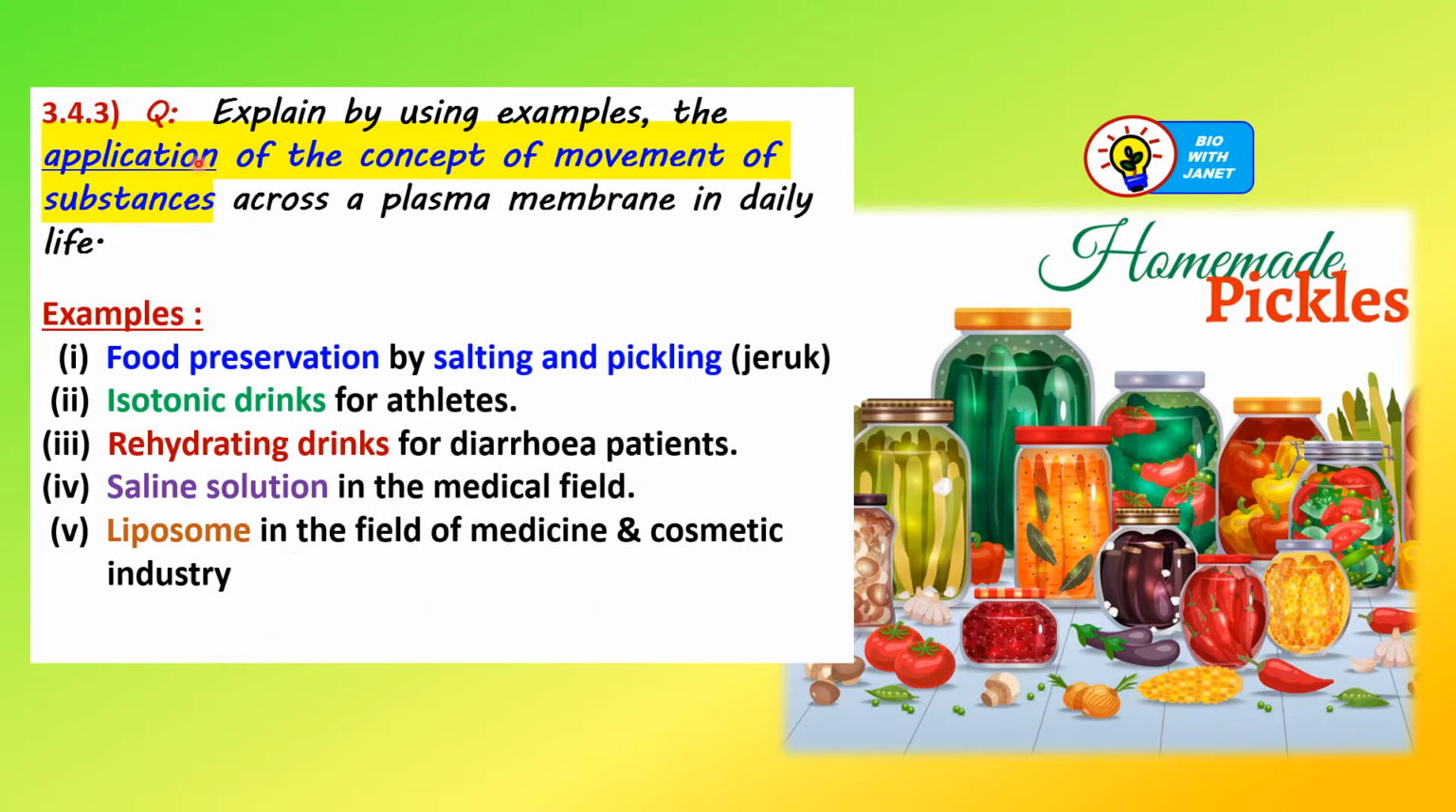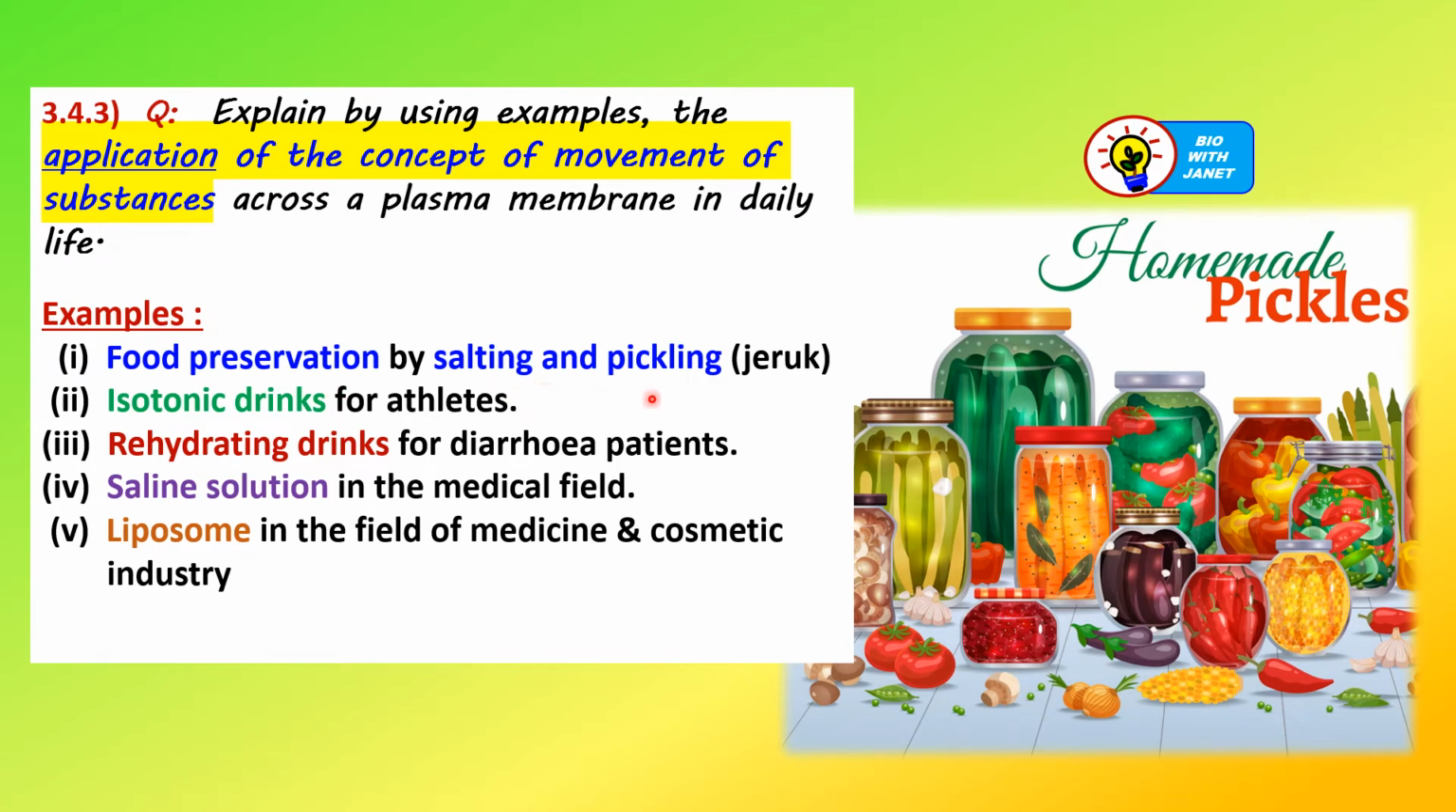Now let's discuss the next learning standard. Learning standard number 3: explain by using examples the application of the concept of movement of substances across the plasma membrane in daily life. So mankind has made use of this concept, especially osmosis, in daily life, in various aspects like food preservation and in the preparation of isotonic drinks and so forth.